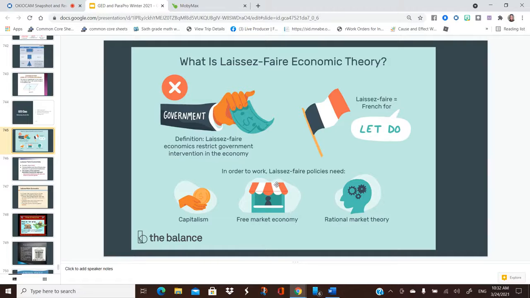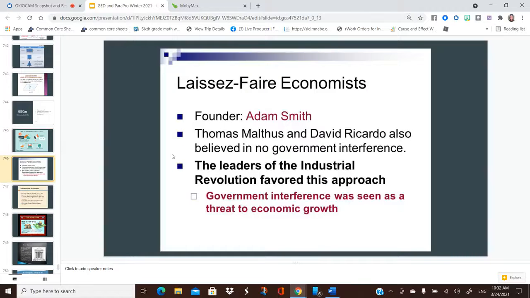It says in order to work, laissez-faire policies need capitalism, a free market economy, and rational market theory. The founder, they mentioned this in the reading, Adam Smith. These are some other people that also believed in no government interference. The leaders of the Industrial Revolution favored this approach because government interference was seen as a threat to economic growth. People and companies thought that they could have a better grip or control of the economy than the government.